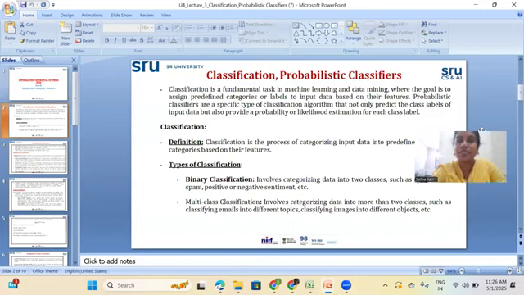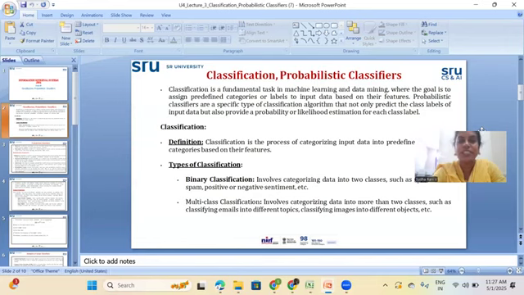So classification, we used to define the data to be categorized or divided into two parts. Maximum here, the types of classification we use are binary classification, where it involves categorization of data into two classes, like classification done for positive, negative, or pass or fail, high or low, good or bad, and so on.